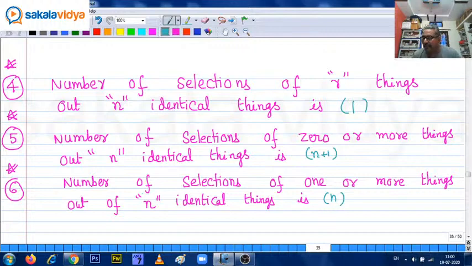So far we have discussed the combinations concepts. Today evening by 7:30 we shall have the class. In that 7:30 class we shall discuss problems on combinations, based on these 6 concepts. Thank you, bye bye, see you.